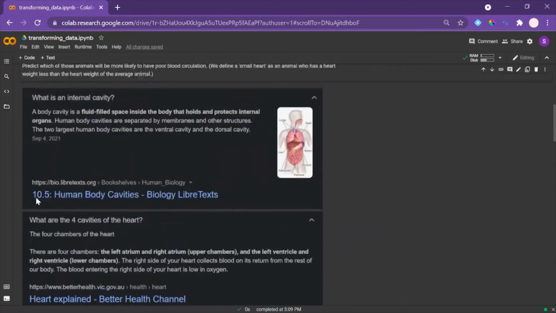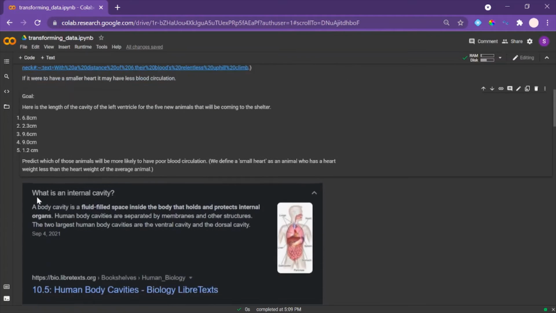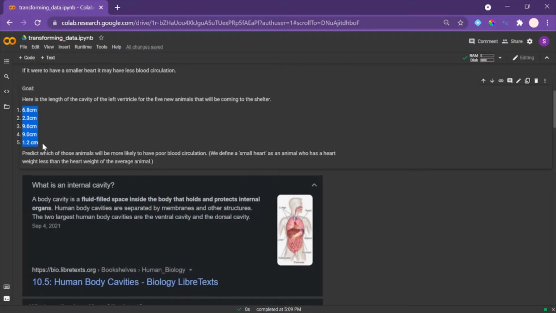So I'm going to get into the anatomy real quick so you know what that is, but those are the only measurements I have. But luckily for me, I have a data set where I can predict the heart weight from the length of the cavity of the left ventricle, so how much the heart weighs, right? So if I do that, by knowing how much the heart weighs, I can compare which one would be smaller, and which one would be fine, right?